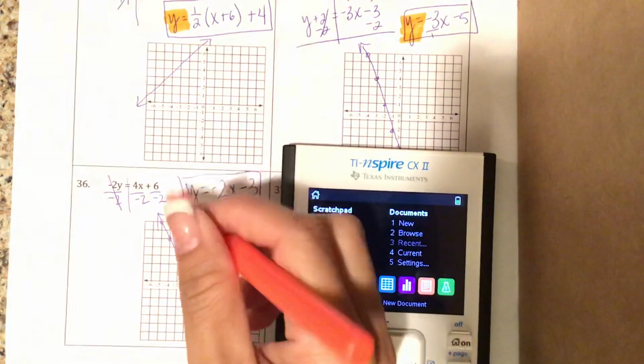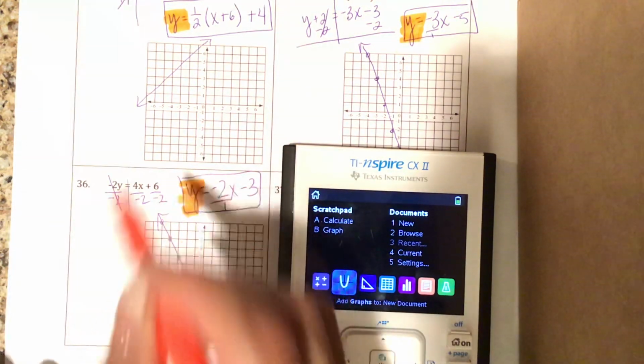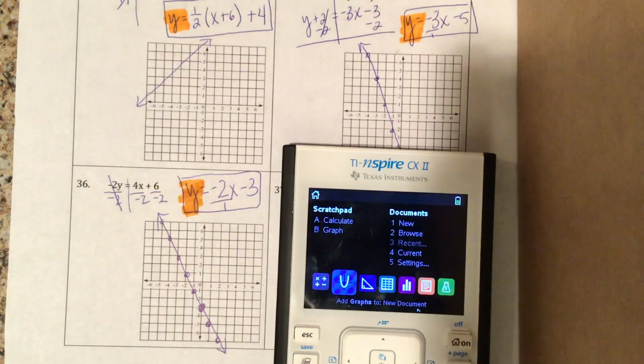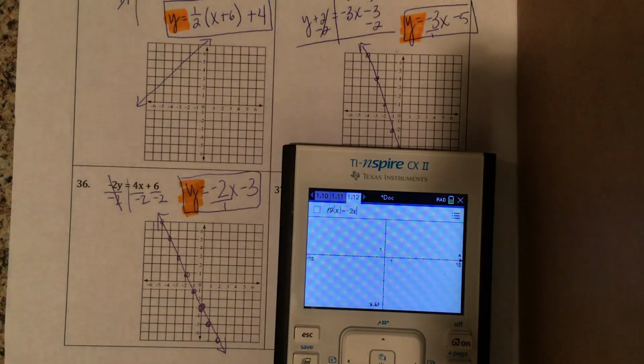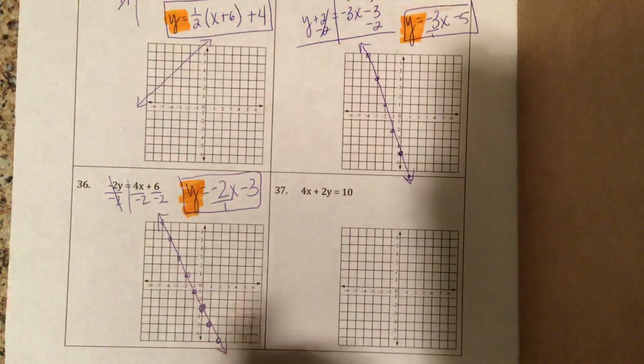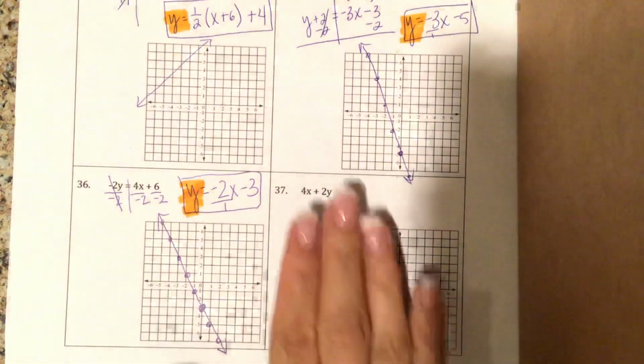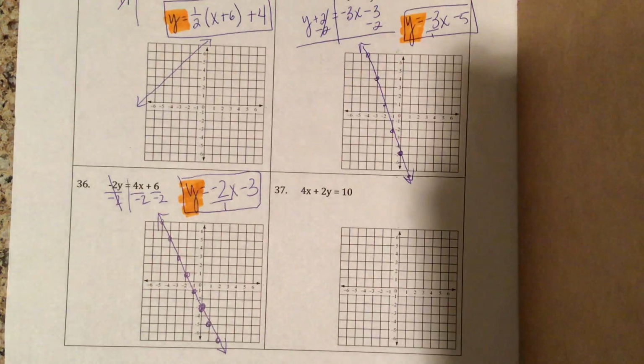If you ever have a y equals, I'm going to press the picture of the graph. I'm going to type it in, negative 2x minus 3, enter. Does that red line match my blue line? Absolutely it does. So that is the correct answer. 37 you can try if you want a challenge, but you don't have to do that one. So let's move on to 38.